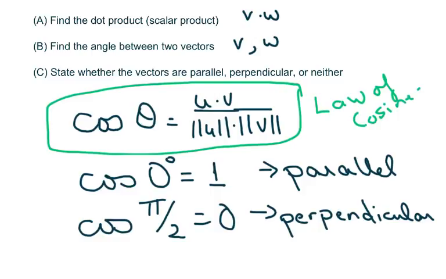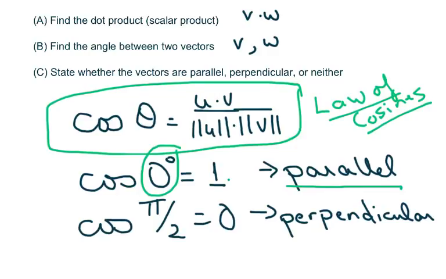And I'm not going to go over the formal proof. Also, we're going to state if the vectors are parallel to one another, perpendicular to one another, or neither. If they're parallel, then the angle between them is 0, and we know that cosine of 0 equals 1. So we're going to do a lot of examples, but if we get a 1, that means they're parallel, because that means there's 0 angle between them.